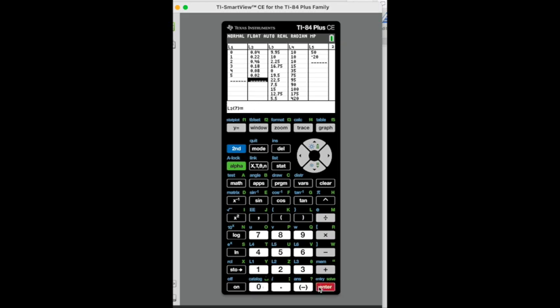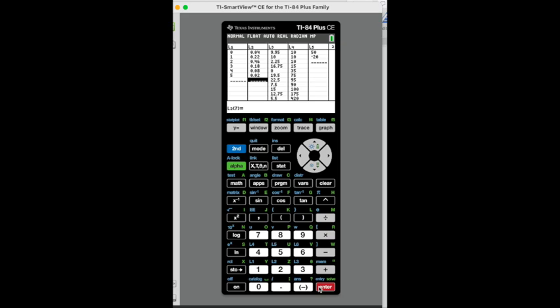So in the first list, I have my values of x, and then in my second list, I have the corresponding probabilities. Now you want to make sure that these are paired up correctly or else this isn't going to work. You can't just mix and match. You have to make sure, for example, that 1 is paired with the probability of 11 out of 50, which is 0.22. So these have to be paired up correctly for this to work.